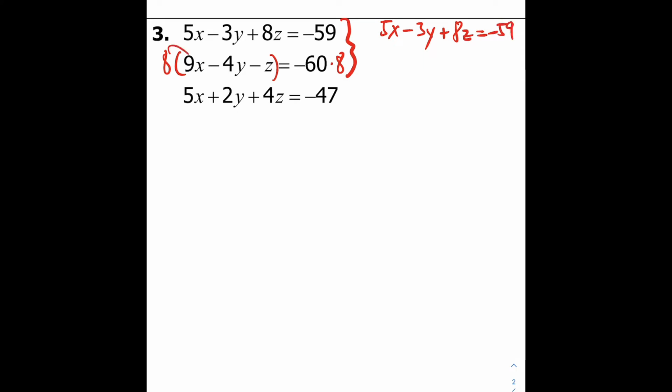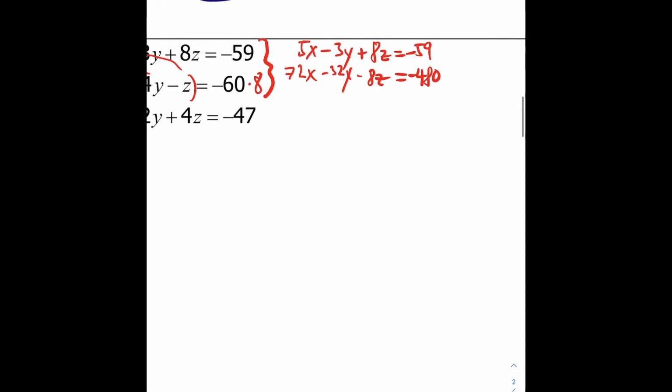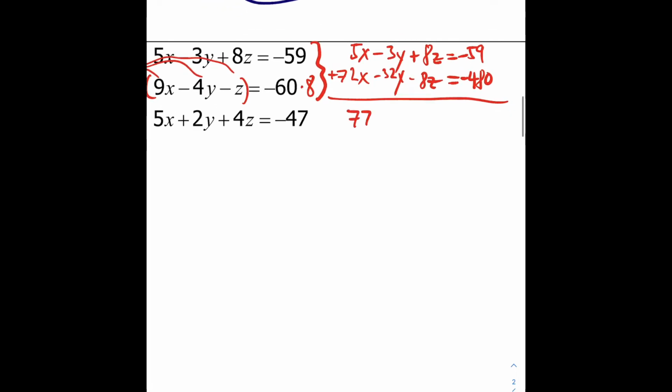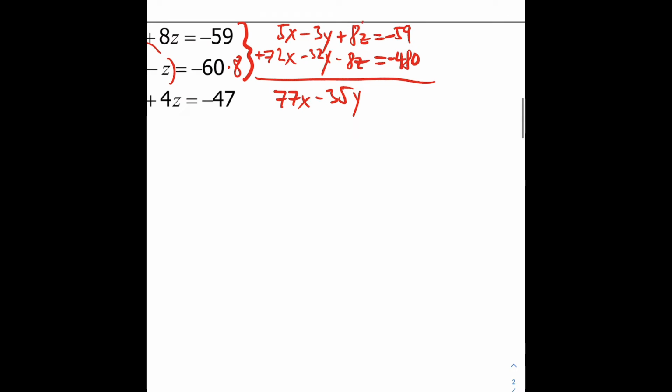And then I'll have 8 times 9, that's 72x minus 32y minus 8z equals negative 480. Okay, let me add these two together. 5 plus 72 is 77x. Negative 3 plus negative 32 is negative 35y. And then 8 plus negative 8 is 0. So we get the negative 59 plus negative 480.